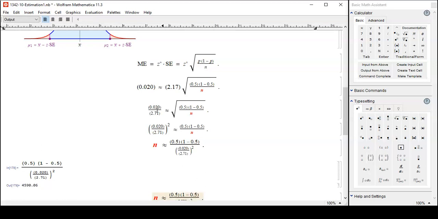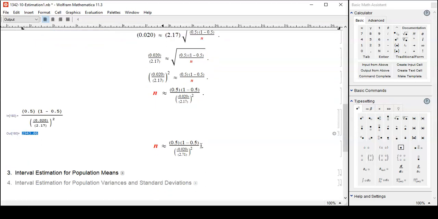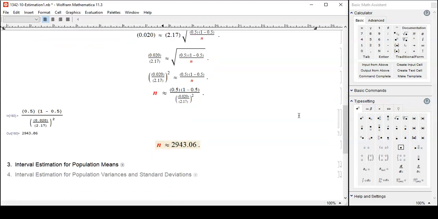Something's not right. Oh yeah. Sorry about that. There was a bit of a typo. 2.17. I ended up typing 2.71. Sorry about that. Okay, all right. That's the number I'm supposed to get.